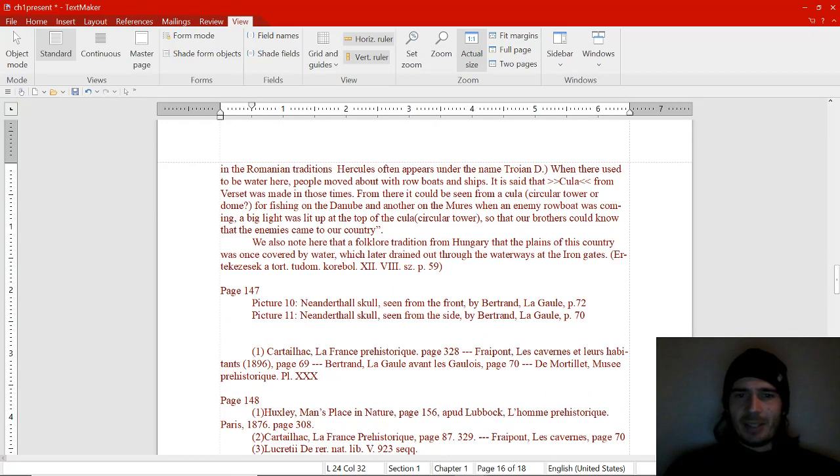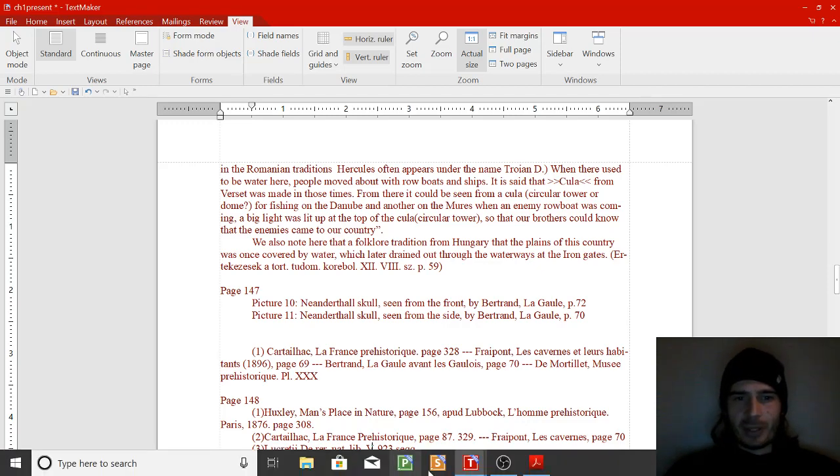We also note here a folklore tradition from Hungary that the plains of this country were once covered by water, which later drained out through the waterways at the Iron Gates. I need to analyze that too. And then some book where it was taken from, reference. Page 147, picture 10, picture 11.